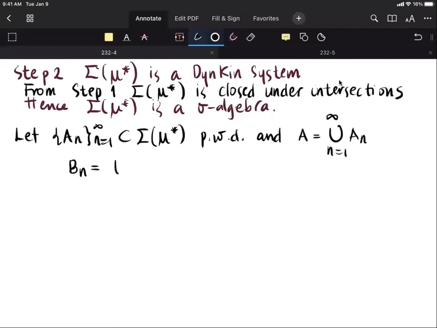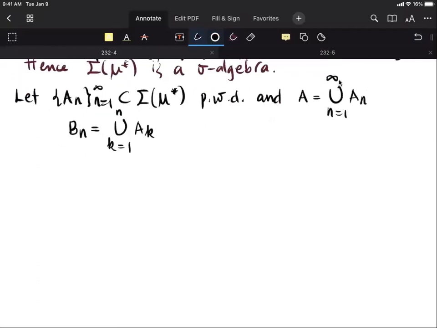So let us take the partial union. In other words, B sub n would be the union of the A sub k's, k from 1 to n. Now, take note that since this collection is an algebra, the finite union of measurable sets is also measurable. And B sub n would be a subset of A for any n, because A is the union of all the terms in the sequence.